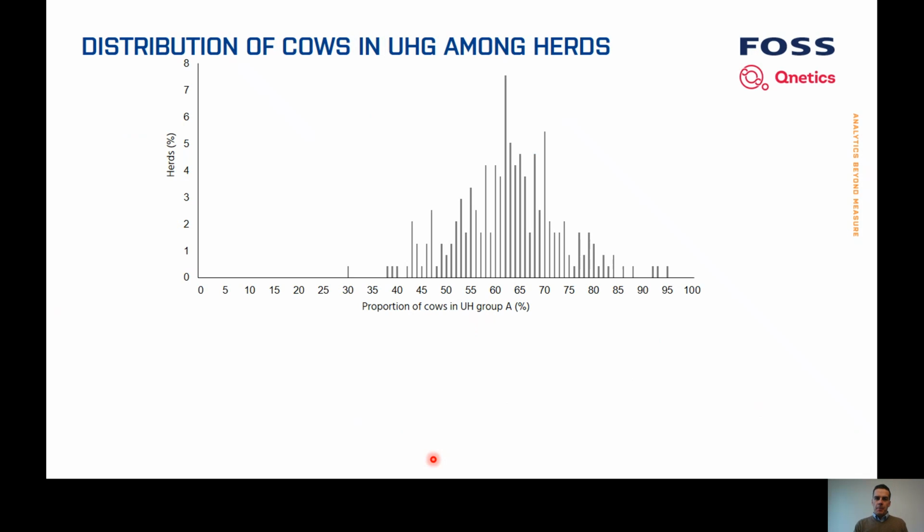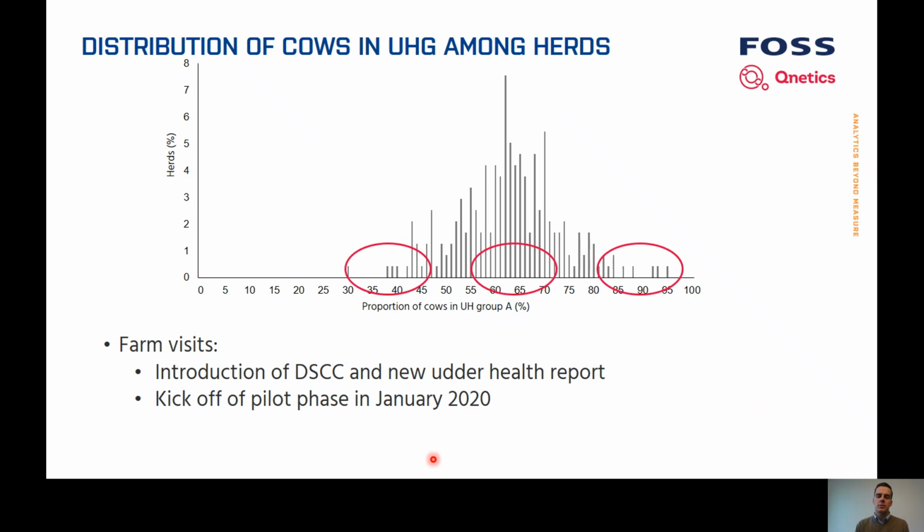So in a first step, we looked at the distribution of cows in the udder health groups among all the herds in this part of Germany. And it was very interesting to see that there were a few farms with very low proportions of cows in udder health group A, a few farms with very high proportions of cows in udder health group A, and the majority of farms was somewhere between 60 and 70%.